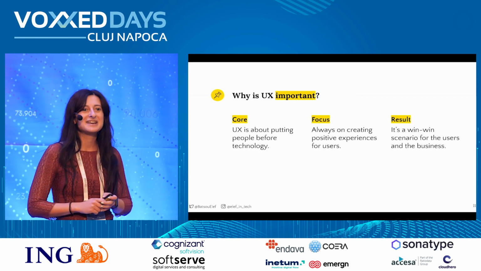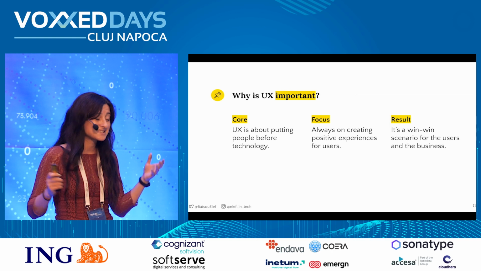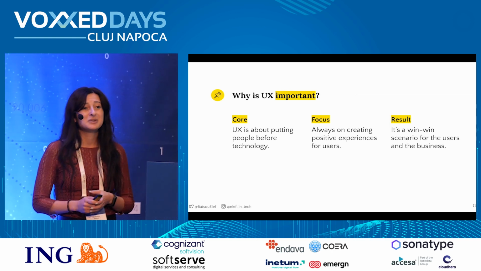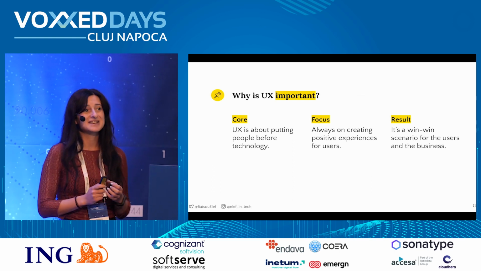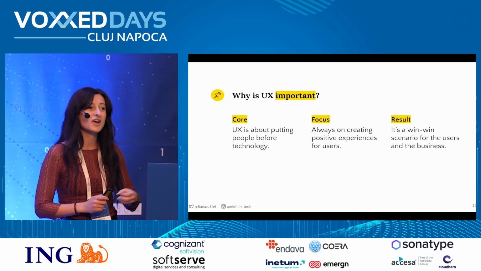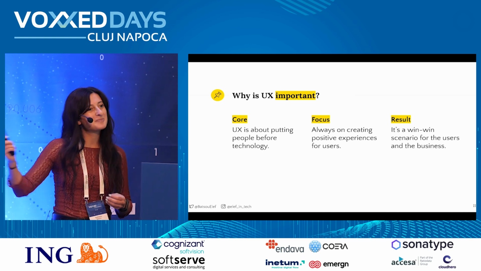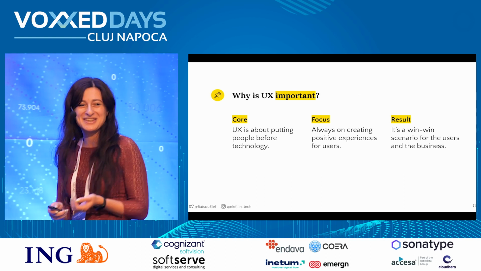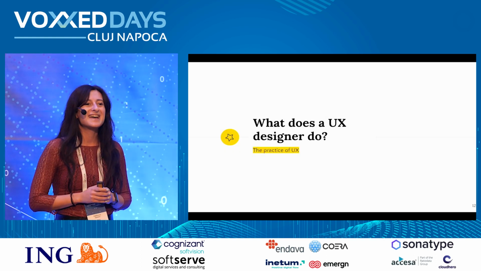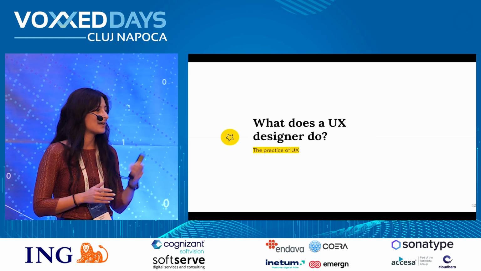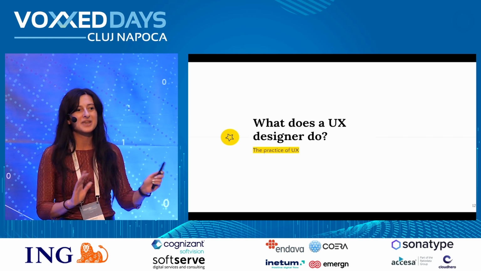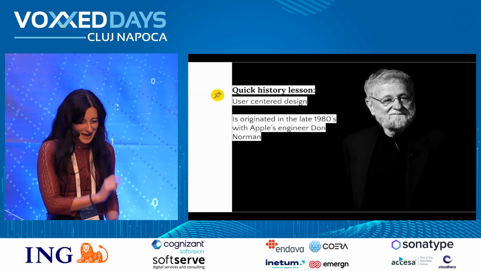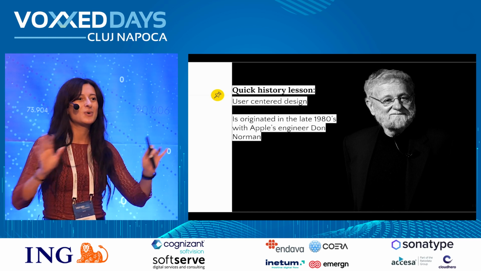Okay, so I hope by now you have understood why UX is important, and it is because at its core, it's putting people before technology, and everything is around people. And in the end, if we have happy people, we will have happy bosses, and we will have money, which is something that we usually want. Okay, now let's also see what a UX designer does and how we can do those things as developers as well. Before doing that, I have another small theory on how it all started.